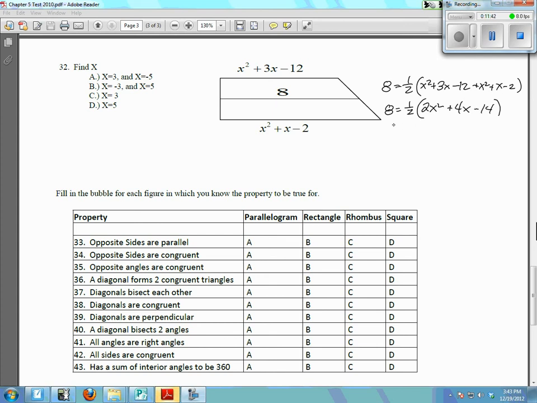So that's nice because now I'm going to distribute my 1 half through. I get 8 is equal to x squared plus 2x minus 7. I'll subtract 8 from both sides. I get 0 is equal to x squared plus 2x minus 15.